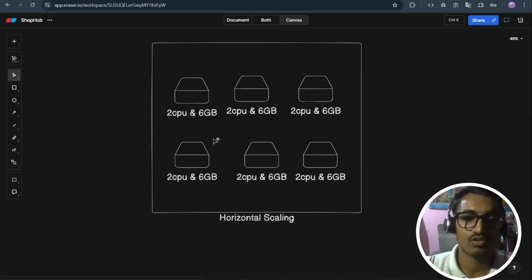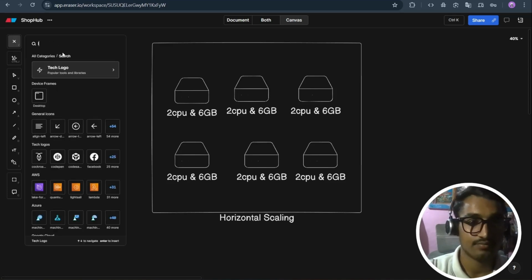Suppose we are using a server with 2 CPU and 6 GB RAM. We duplicate that server with the same configuration, same settings, everything the same, but we are making a replica. Okay. And this is what horizontal scaling is. But there is also one issue: how are you going to configure each server? For that we use a load balancer.